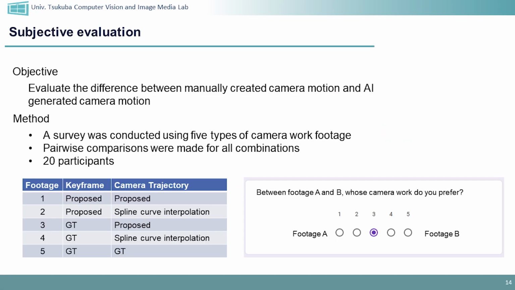To evaluate the impression of the generated camera work, we rendered them on Unity and conducted a survey on the impression of the footage filmed using this camera work. To compare with the footage generated by the proposed method, we generated 4 more footages, whose keyframes and camera trajectory are generated by different combinations of our proposed method, the spline curve interpolation, and the ground truth data. In this evaluation, we had 20 participants. Participants were shown 2 videos for several rounds, and in each round, they were asked to evaluate which one they preferred on a 5-point scale.